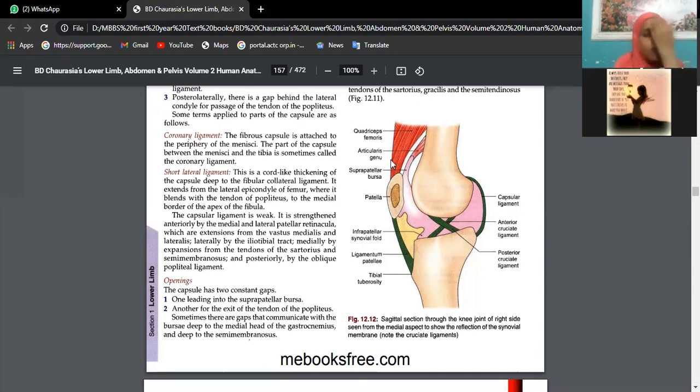We know this. Now, in between the lower end of the femur and the tibia, we have cruciate ligaments, isn't it? So, what are the cruciate ligaments we have? Anterior cruciate ligament and posterior cruciate ligament. So these cruciate ligaments are actually connecting from the condyles of the tibia to the condyles of the femur. In a crisscross direction, you will see the cruciate ligaments.